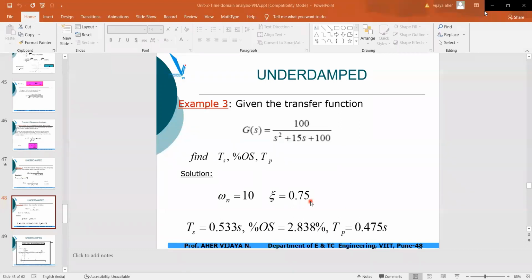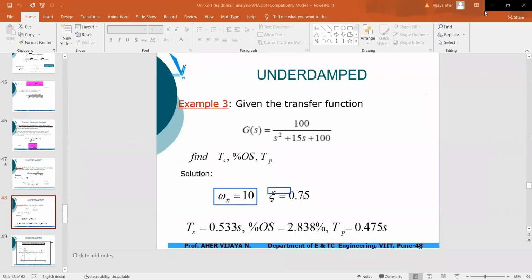First write the equation, then put the values. First write TS is equal to 4 divided by zeta into omega n. Next step, TS is equal to 4 divided by 10 into 0.75. Do the calculation. You'll get the value for settling time TS is equal to 0.533. S means seconds, or write SEC, seconds. So this is your answer. You can write your answer in square bracket.